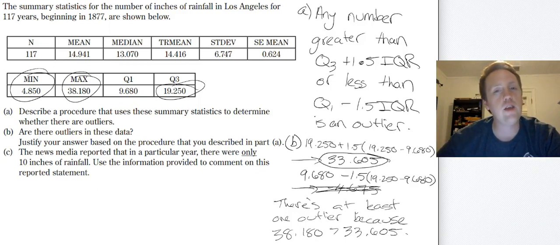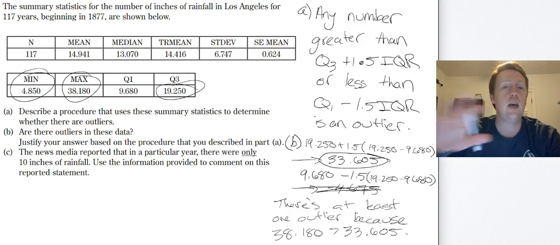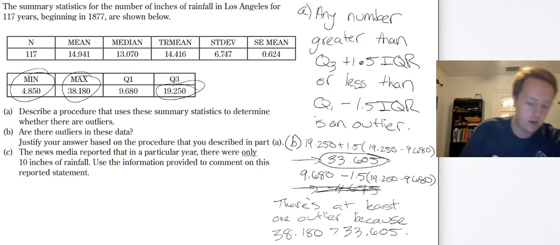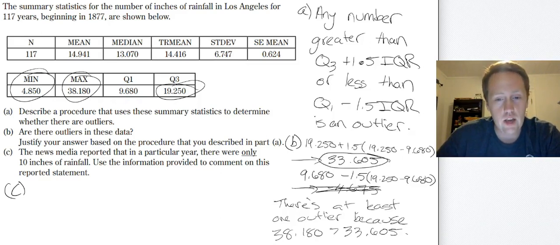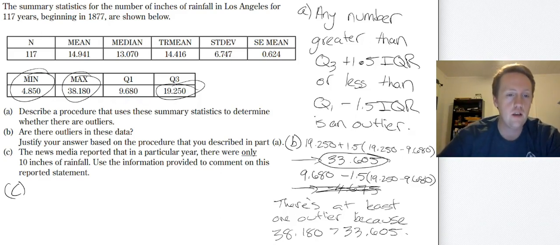Okay, so the underlined word only makes me think maybe the AP exam is trying to tell me, hey, they're exaggerating. Okay, so are they exaggerating? Is saying only 10 inches, is 10 inches really that extreme? Well, we already know it's not an outlier, right? Because we figured that out. 10 inches is not an outlier. It's not an unusual piece of data.